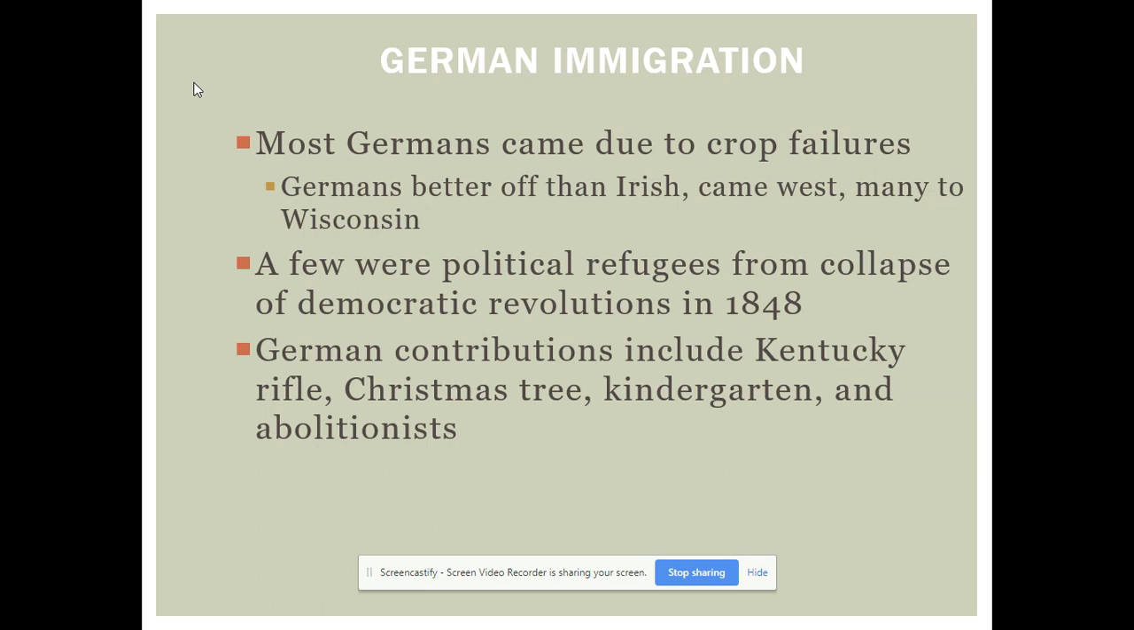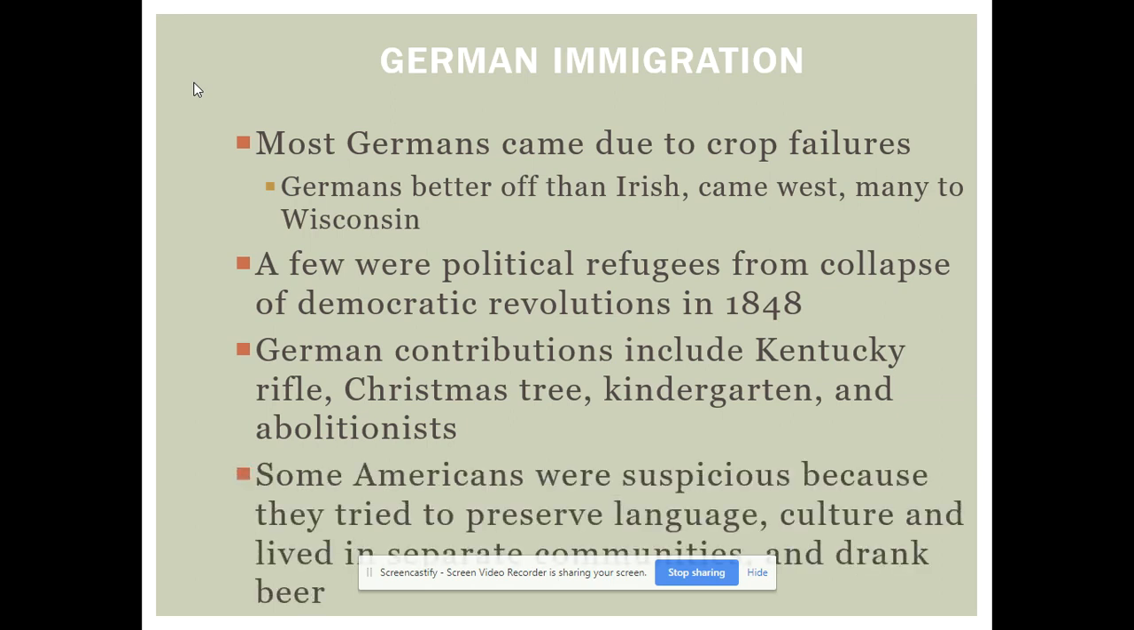And so here's some of the cool German things: the Kentucky rifle, Christmas tree, okay, kindergarten, and abolitionist. Some of the earliest abolitionists were German immigrants. Now, because they kind of lived in their own distinct communities and they didn't want to assimilate, a lot of native-born Americans were like, what the heck, you know? Also, they drank beer very heavily, culturally, and so forth.